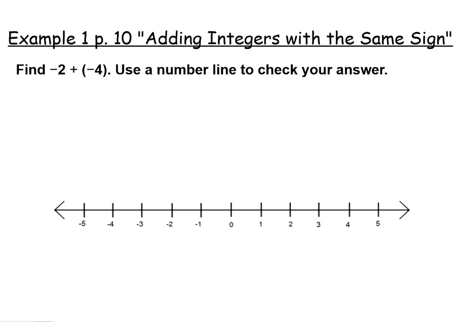Okay, example 1 begins on page 10. It's called adding integers with the same sign. Find negative 2 plus negative 4. Use a number line to check your answer. So here both of the numbers are negative. So the absolute value of negative 2 is 2. The absolute value of negative 4 is 4. Now, since they have the same sign, we add the digits together. 4 plus 2 is 6, and we keep the common sign. Since they are both negative, our answer should also be negative.